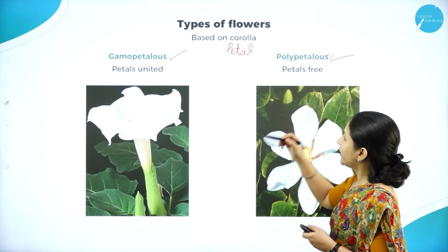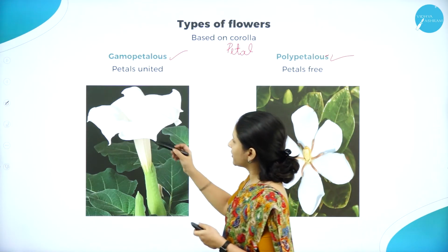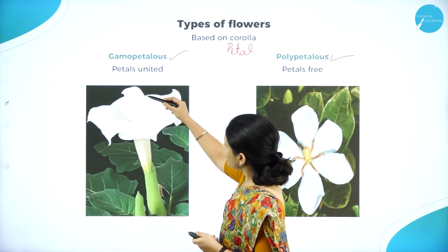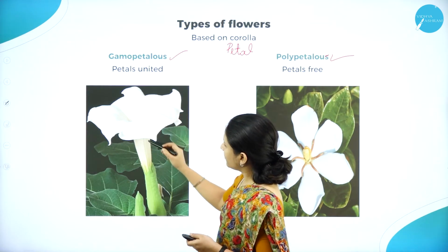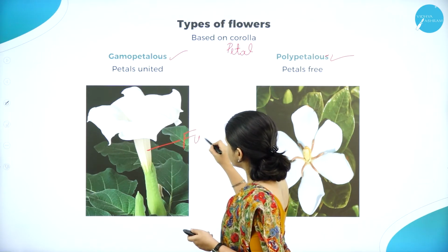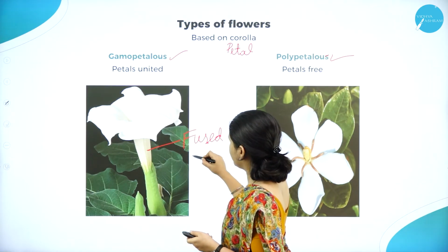Petalis. So Gamopetalis, the petals are united. So can you see here? Again, I've taken the example of Datura here. So you can see the petals are fused. So at the base, all the petals will be fused. So it has fused petals. The petals are not free, fused petals.